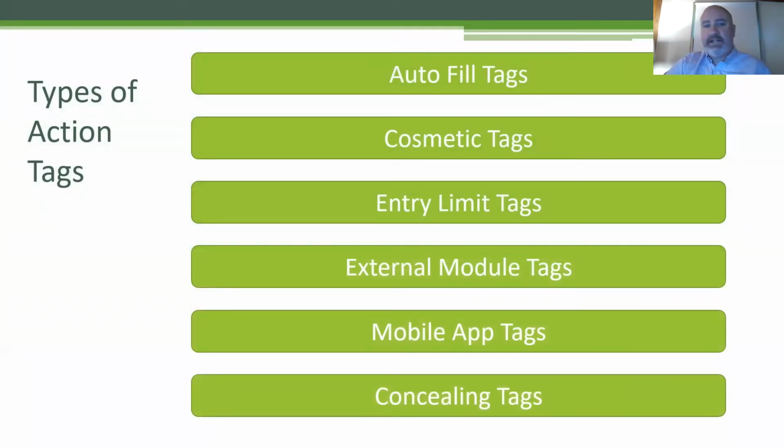So the types of action tags: there are autofill tags, which pre-fill a variable with a value. Cosmetic tags that change the look and feel of a variable without impacting the data. The entry limit tags limit what can be entered in a variable. External module tags are added by an external module. Mobile app tags are useful only when using the mobile app. And there are concealing tags, which are action tags that either outright hide a variable or make it uneditable.